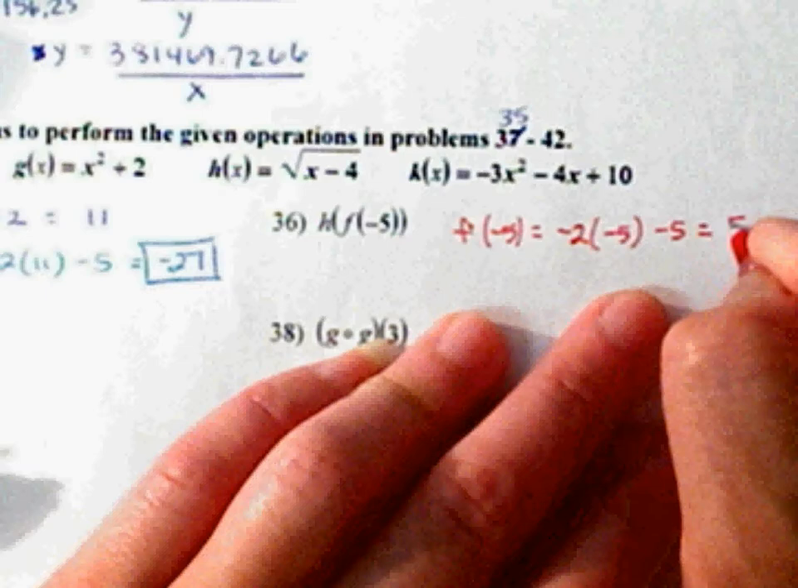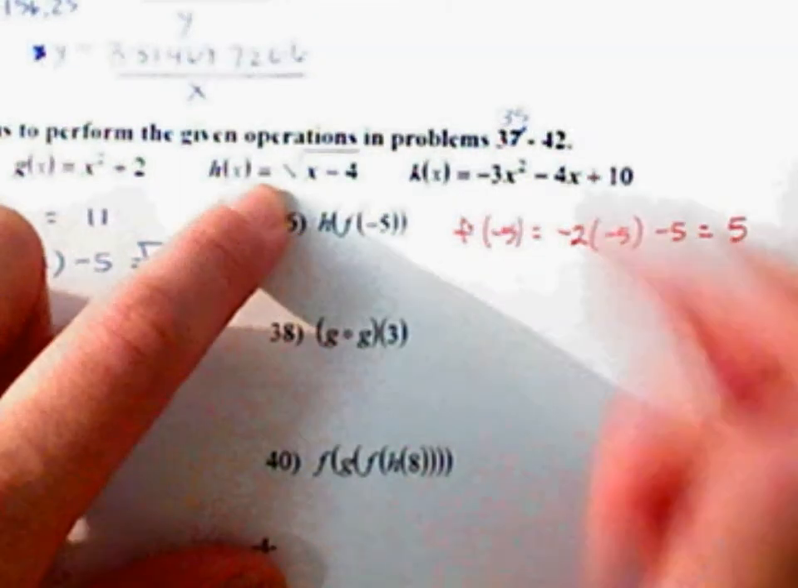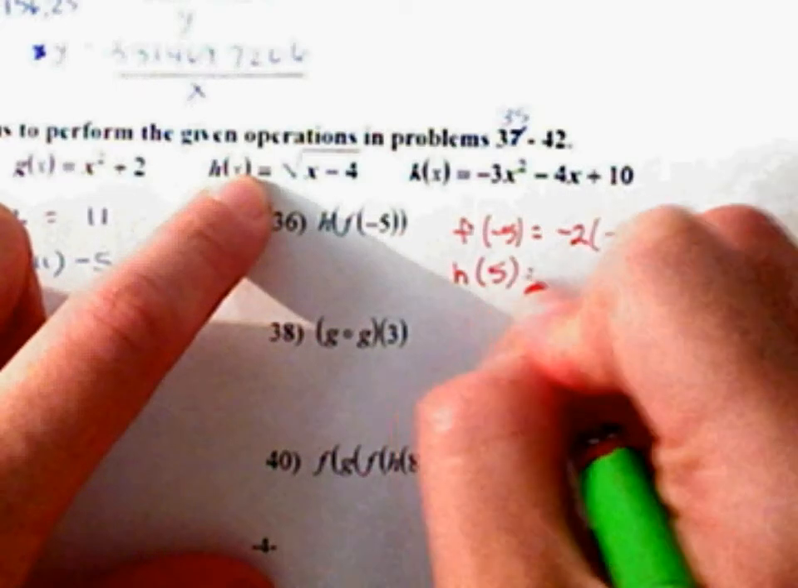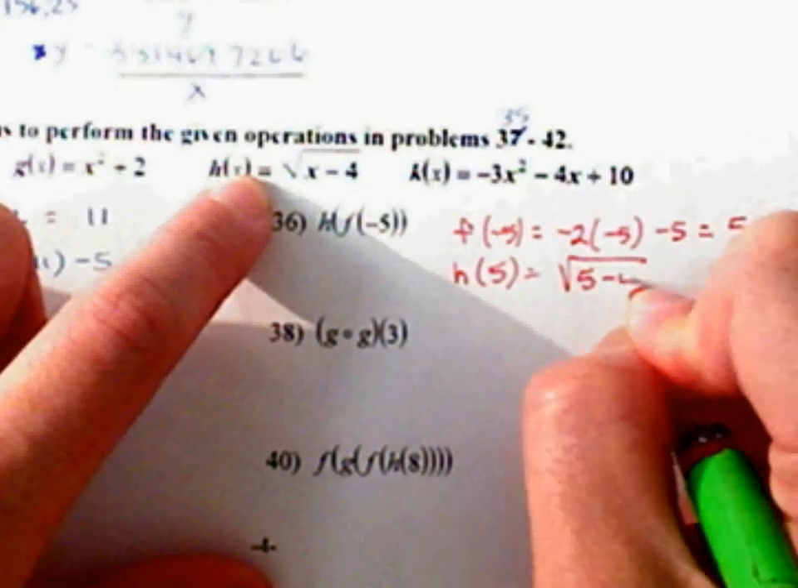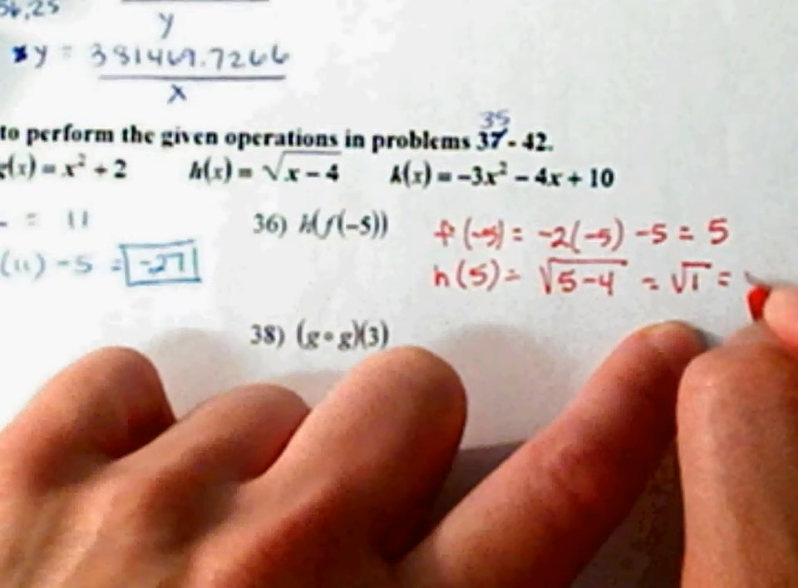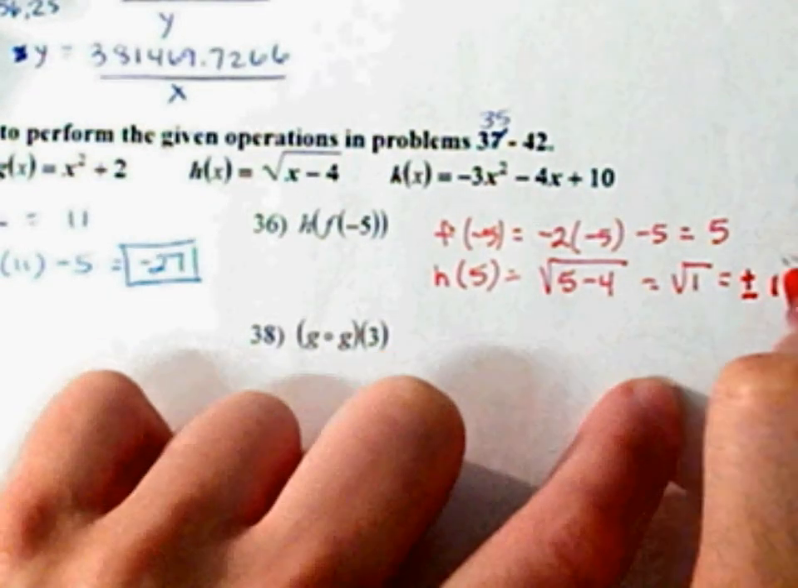Now we're going to plug it into the h function. So your f of negative 5 is now 5. So you have square root of 5 minus 4. 5 minus 4 is 1. Square root of 1 is just 1. It's actually plus or minus 1. Okay? There you go. All right. Number 37.